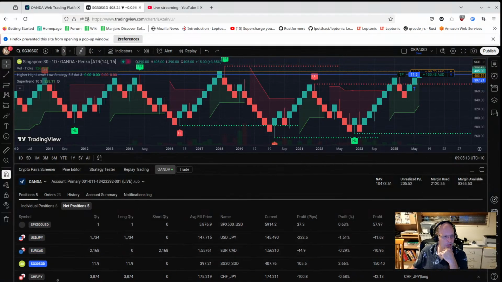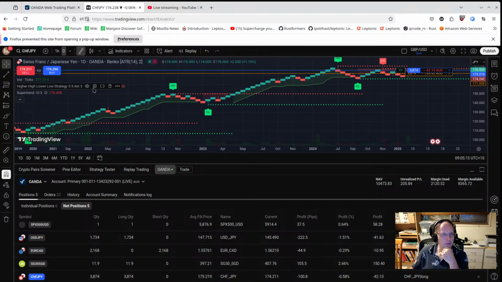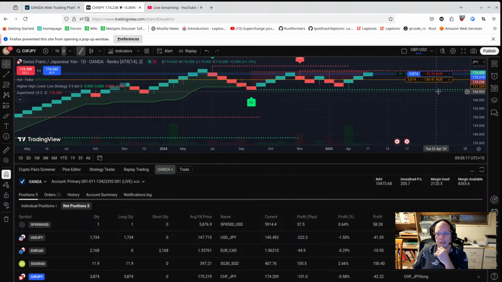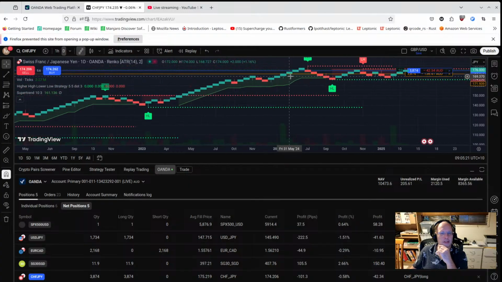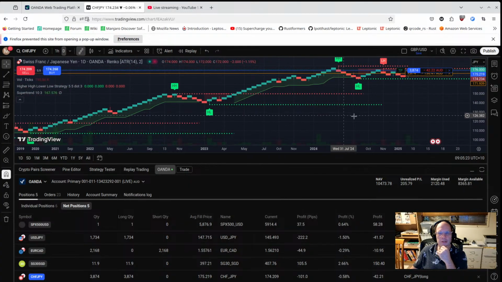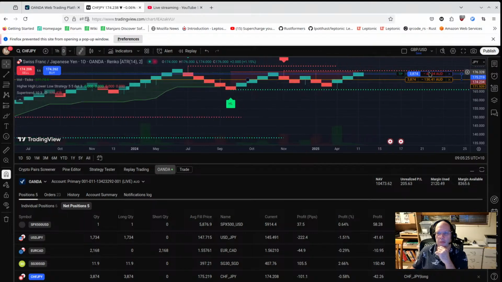Okay, and Japan, also not a good one. We're down $40. So this is the daily. What possessed me to make this trade? I can't remember. We're buying it because it looks like it's going up.